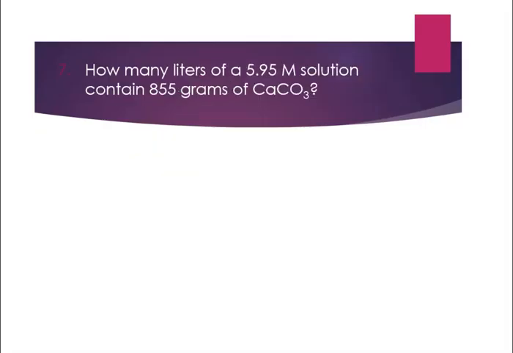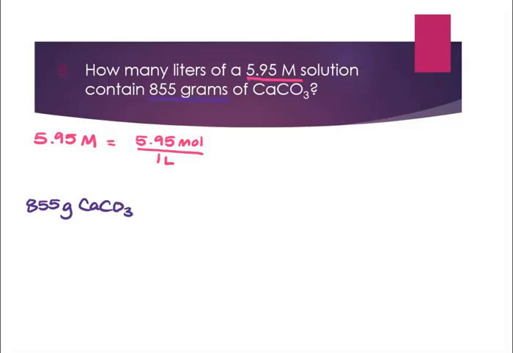Number 8 says, how many liters of a 5.95 molar solution contains 855 grams of CaCO3. So again, here we have a molarity. I'm going to take my molarity and do 5.95 moles over 1 liter. And molarity is never what I start with, so I'm going to start with the other piece of information here, which is 855 grams of CaCO3.